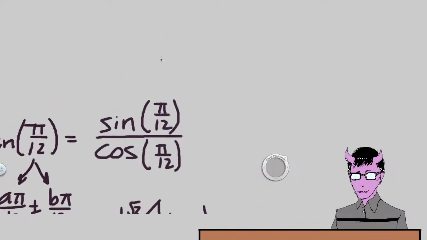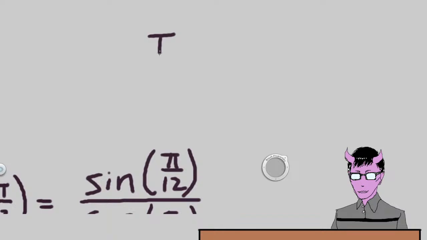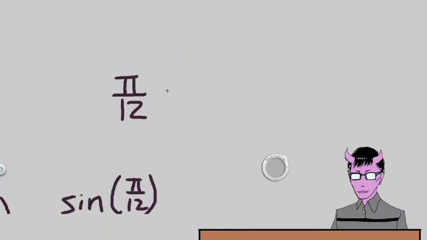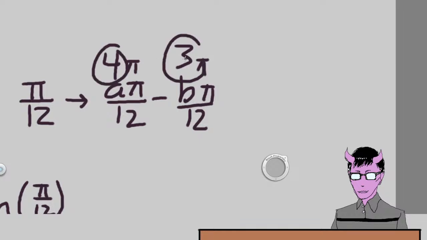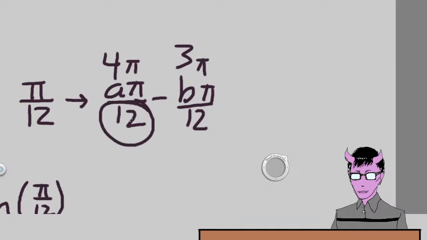Alright, so the pi over 12 is, again, not a quote-unquote nice angle right off the bat. So we can split it up into A pi over 12 minus B pi over 12. Let's use slightly different numbers this time. So instead of picking 3 for A and 2 for B, we can pick 4 for A and 3 for B. Where did these come from? Came from the factorizing of 12.